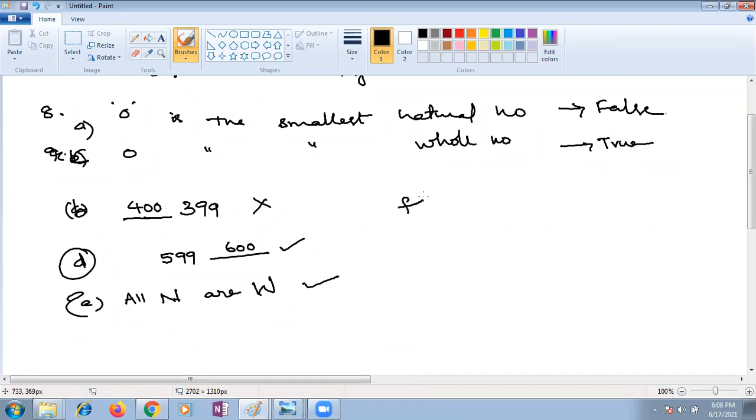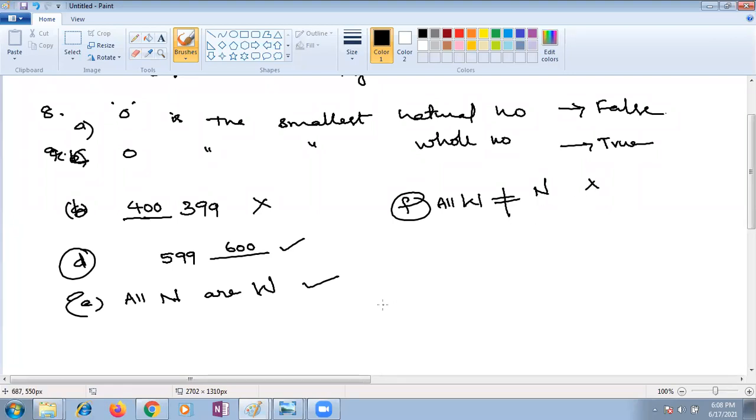Next one. All whole numbers are natural numbers. Ma'am, it is false. All whole numbers are not natural numbers. 0 is not a natural number. They will question why. Because 0 is not a natural number. So we can say false.